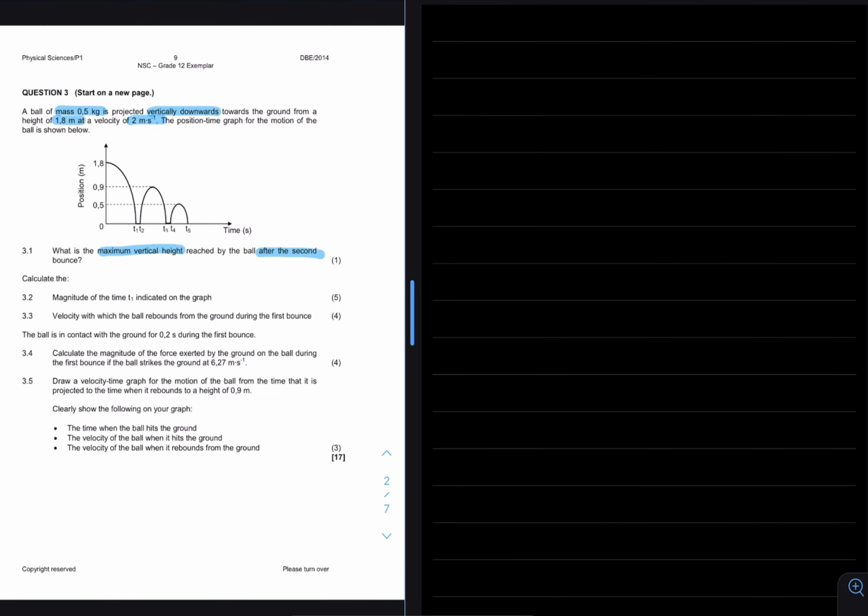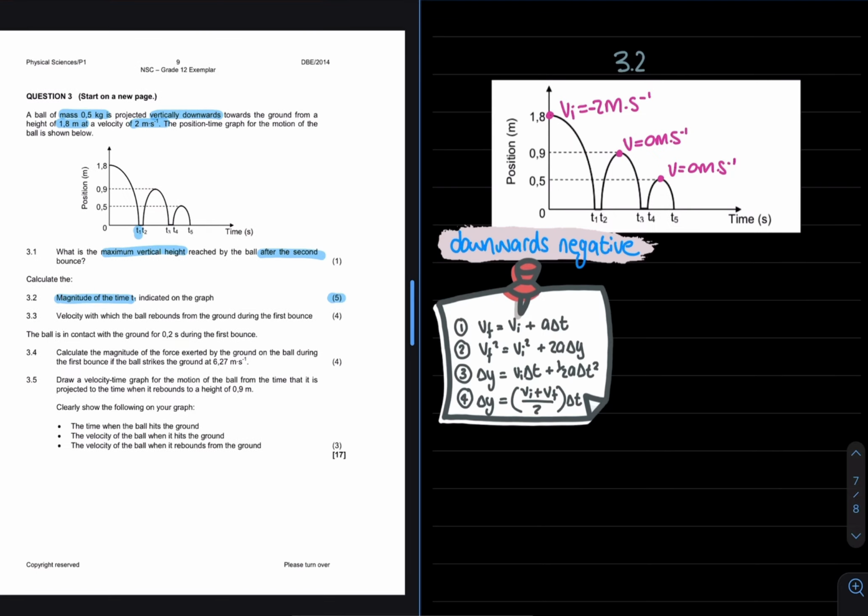In 3.2, we are asked to calculate the magnitude of the time T1 as indicated on the graph for a total of 5 marks. At T1, the ball hits the ground for the first time. We are therefore going to work with this first projectile path. Here we have the initial velocity of negative 2 meters per second. The final velocity with which it hits the ground is unknown, and it is thrown from a height of 1.8 meters. We also have our constant acceleration of 9.8 meters per second squared in the downward direction.